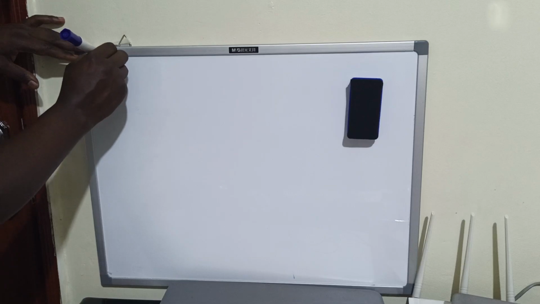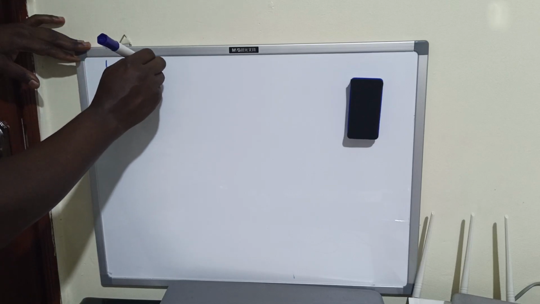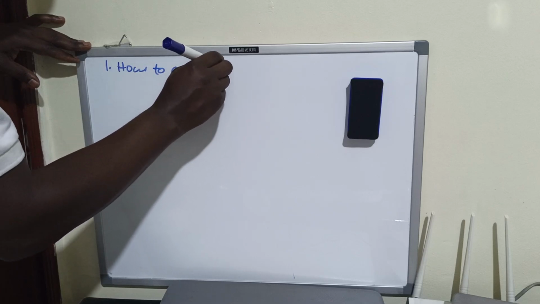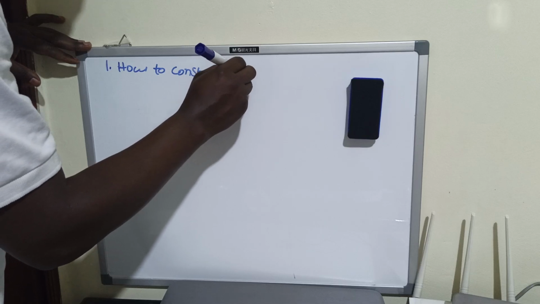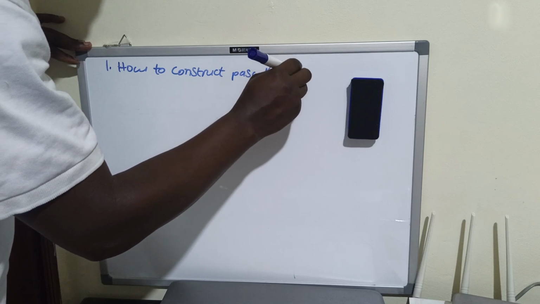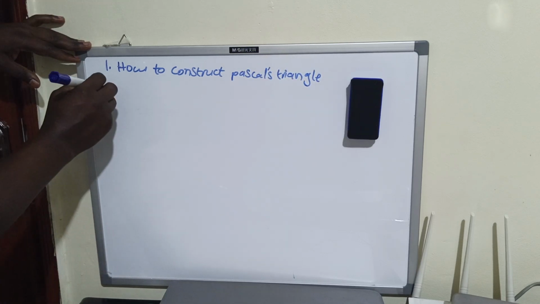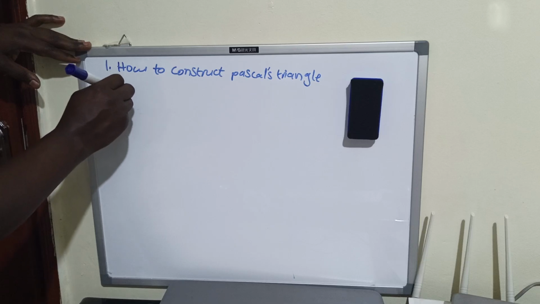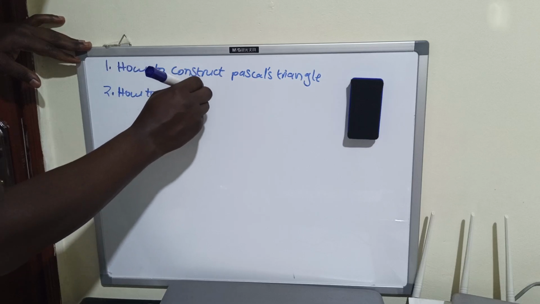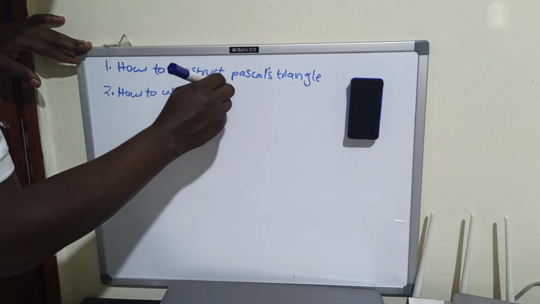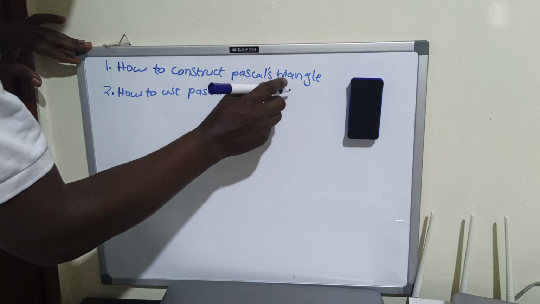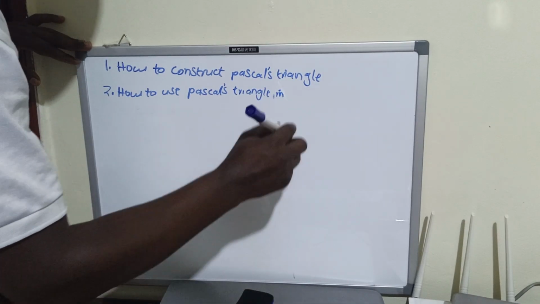So number one is how to construct Pascal's triangle. The question 2 is how to use Pascal's triangle in the binomial expansion.